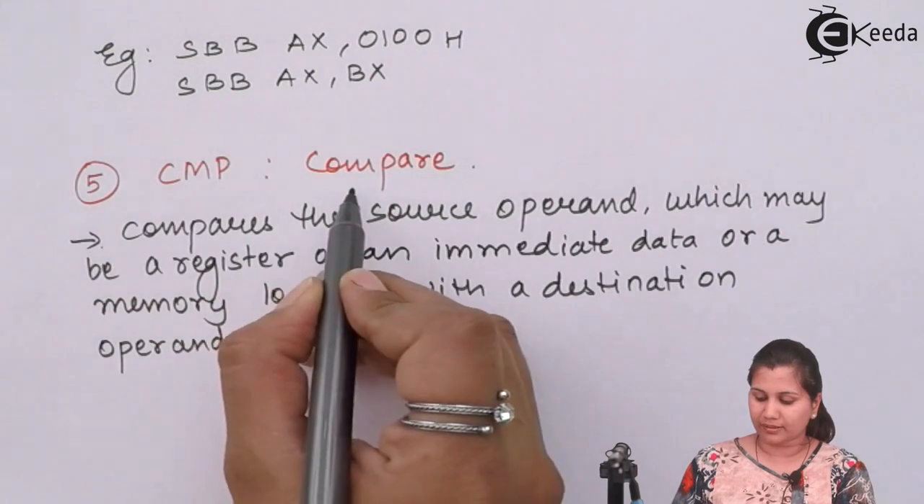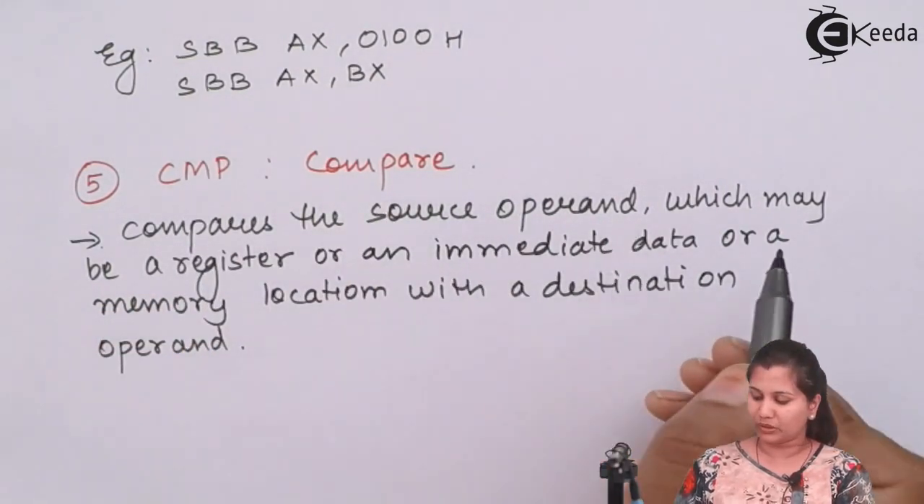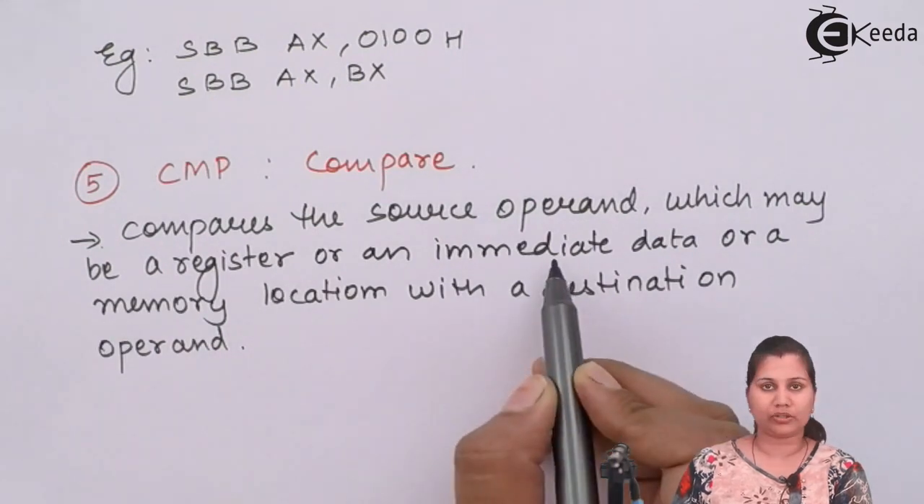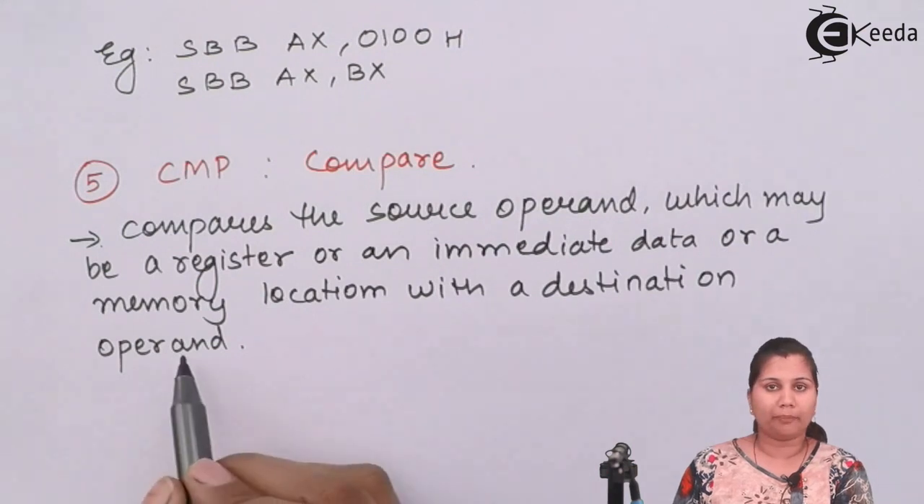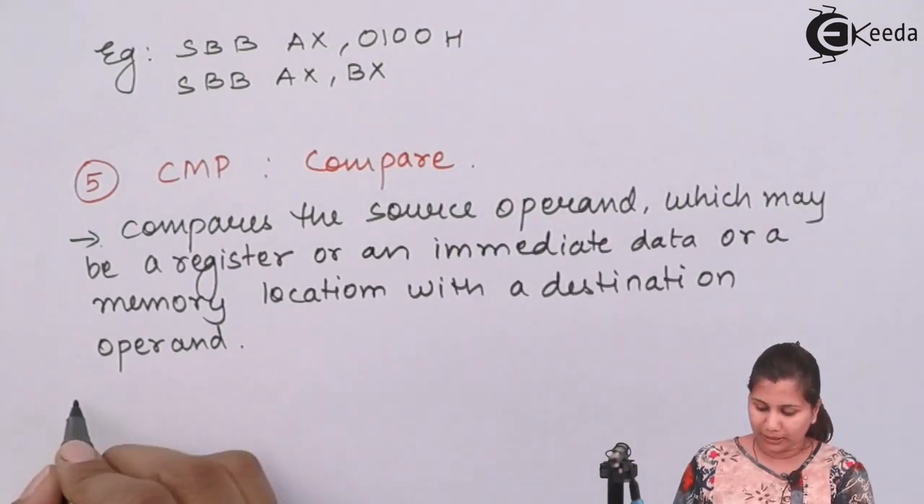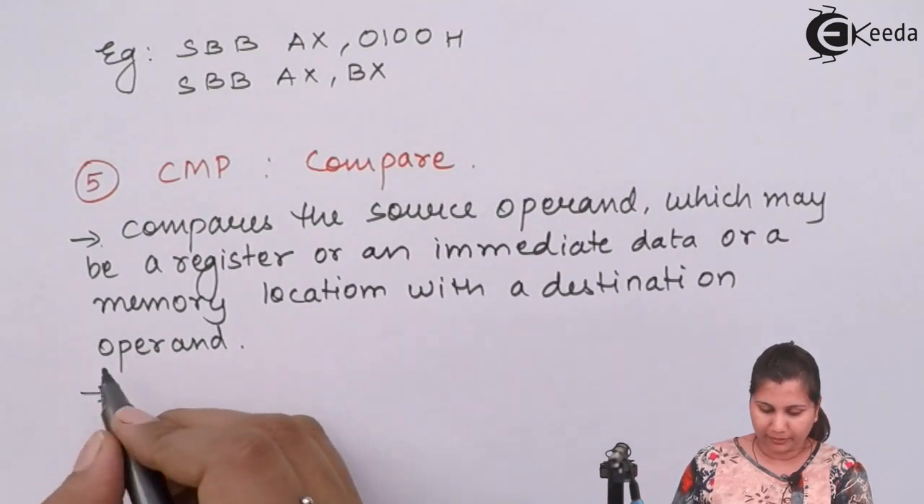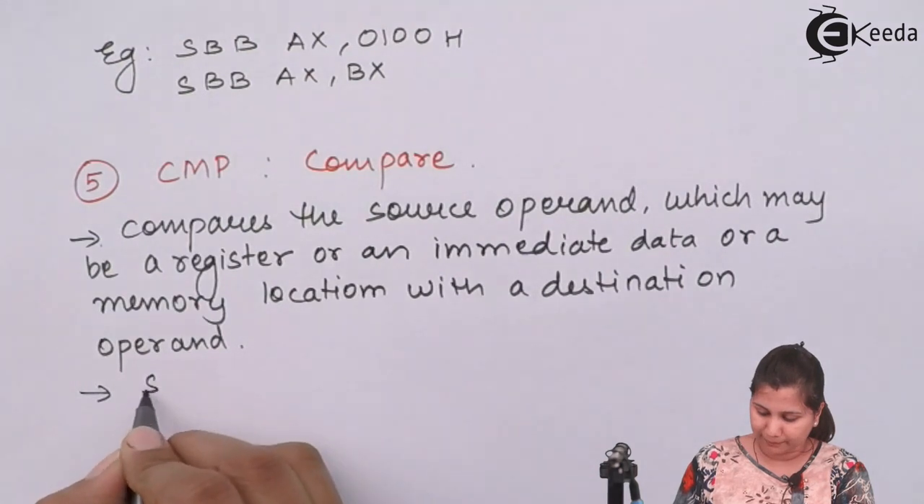So this instruction compare is going to compare the source operand, which can be a register or an immediate data or a memory location, with the destination operand, which can be a register or a memory location. So in comparison, it is going to compare the source and the destination by subtraction.